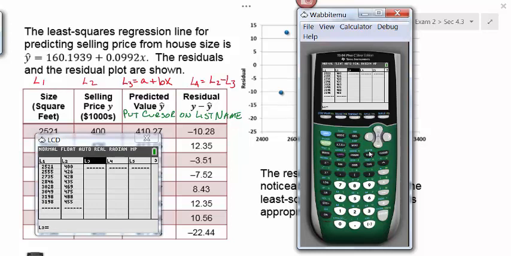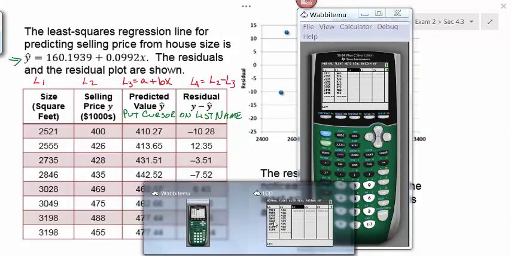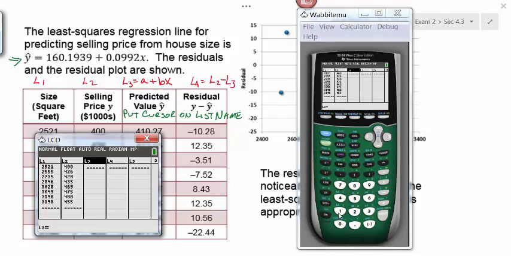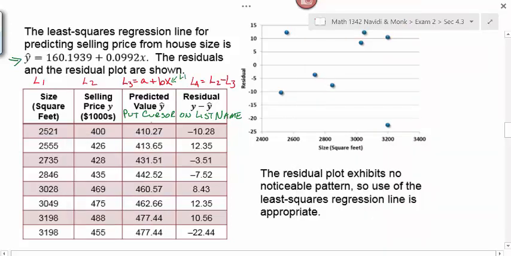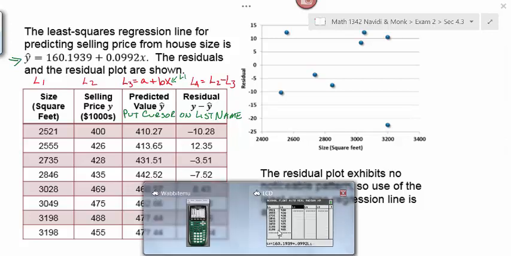Our y-intercept, and I'm using the line up here for y hat, we're using this line right here. Our y-intercept is going to be 160.1939 plus 0.0992. And then for the x's, I'm going to use the numerical values in list 1, so I hit second 1. So there's my y-intercept plus the slope times the variables I have for x, and I'm using the data in list 1. Your x is going to be the data that you have in list 1.